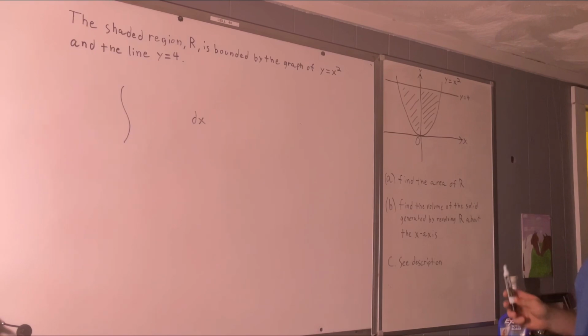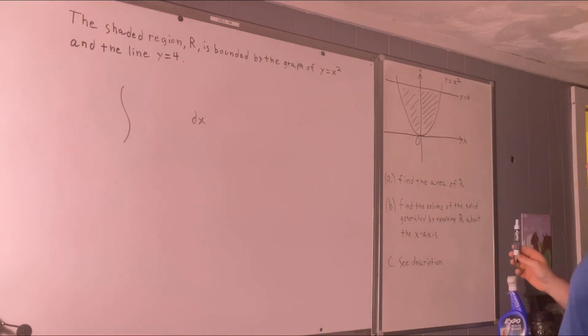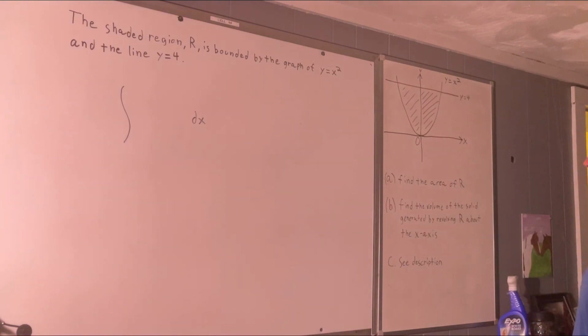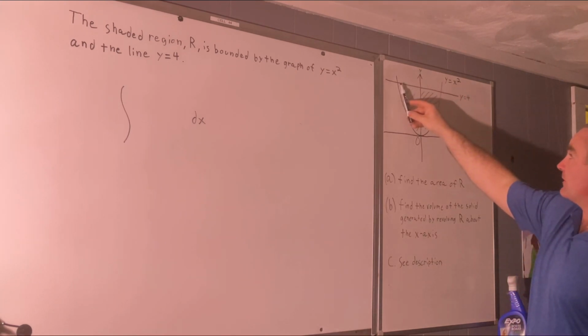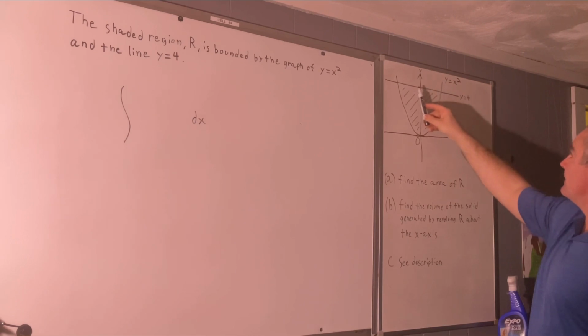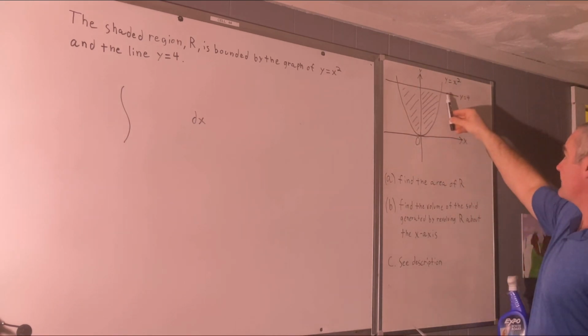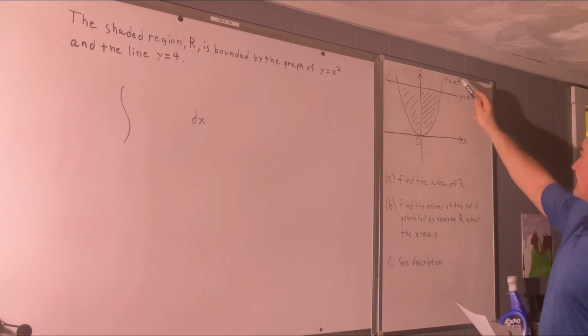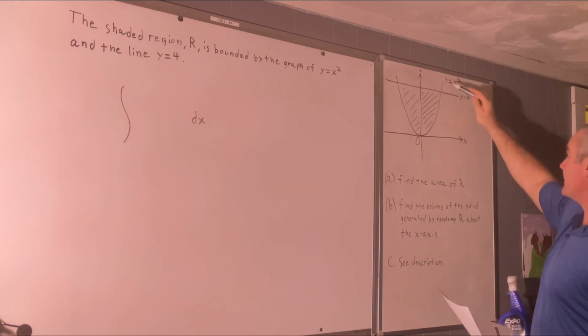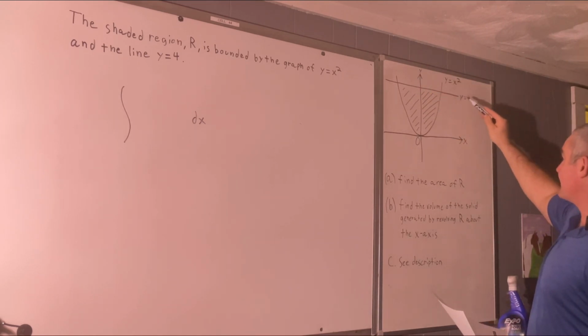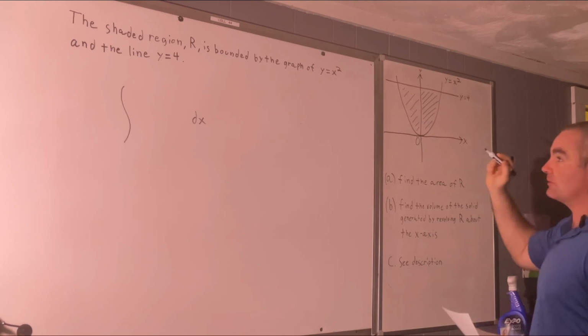Now we need to find our bounds of integration because this is going to be a definite integral. We want a definite answer, like an actual answer. We don't want to get an equation back. What are our bounds going to be? Well, we can see our bounds are going to go from here to here. We need to find the x value at this point and this point. That can be found by setting these two equations equal to each other: y equals x squared, that's this thing right here, and this line y equals 4.